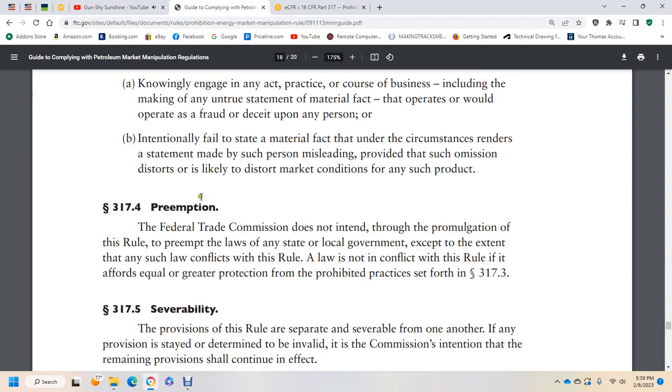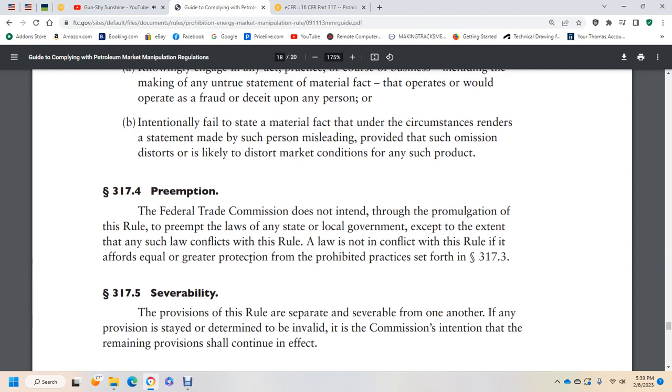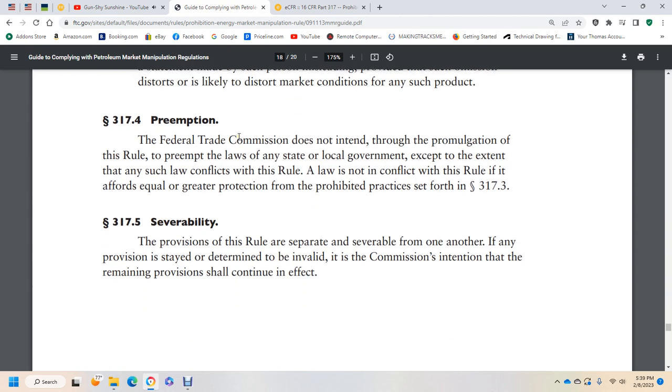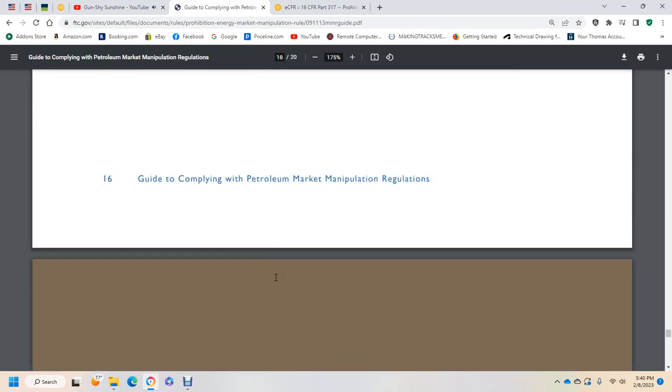317.4 Preemption. The Federal Trade Commission does not intend, through the promulgation of this rule, to preempt the laws of any state or local government, except to the extent that any such law conflicts with the rule. A law is not in conflict with the rule if it affords equal or greater protection than the prohibited practices set forth in 317.3. 317.5 Severability. The provisions of the rule are separate and severable from one another. If any of the provisions is stayed or determined to be invalid, it is the Commission's intent that the remaining provisions shall continue in effect.